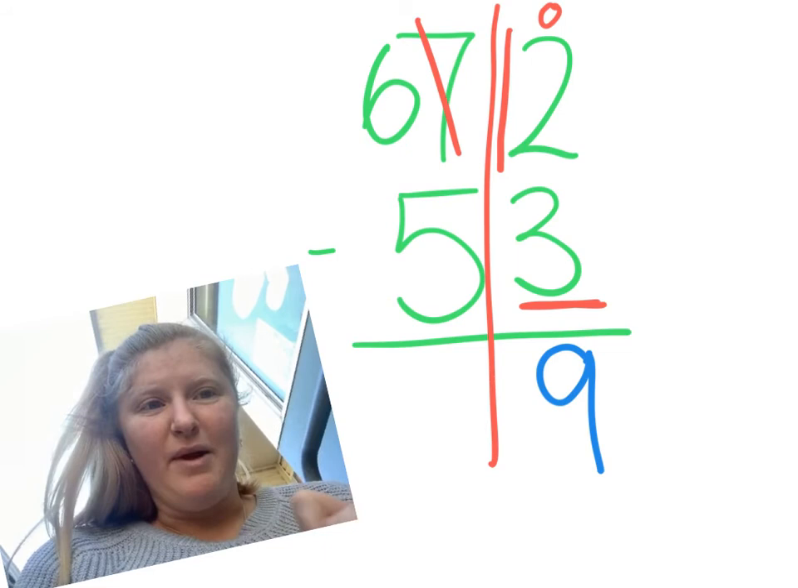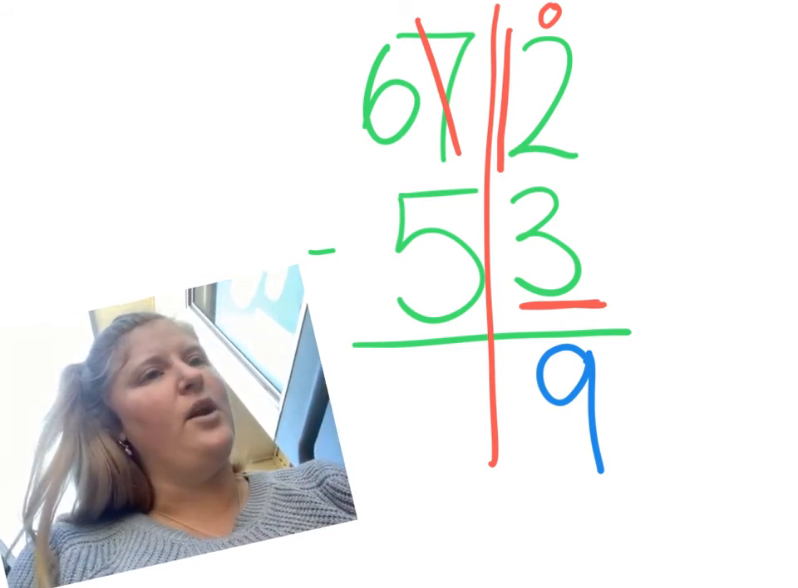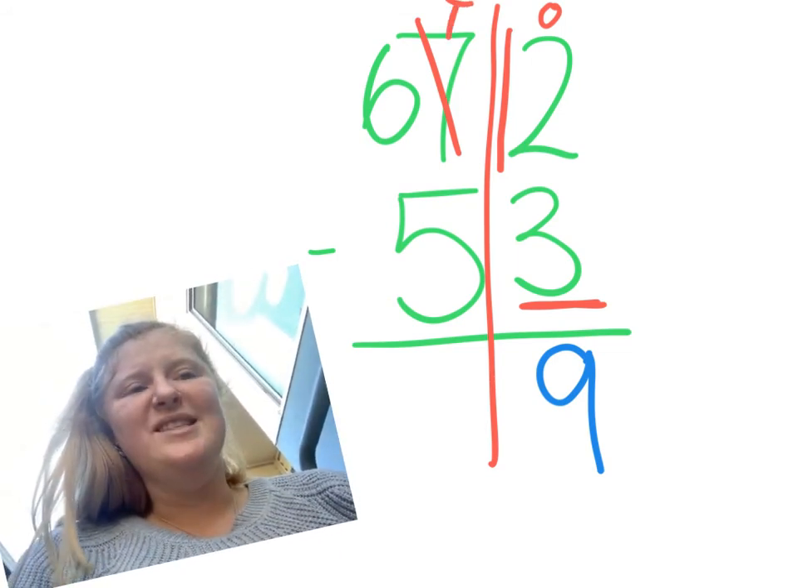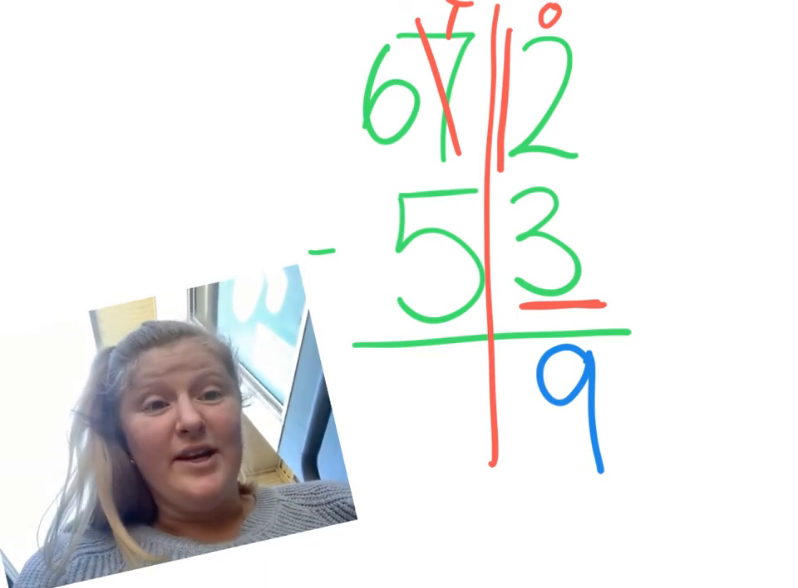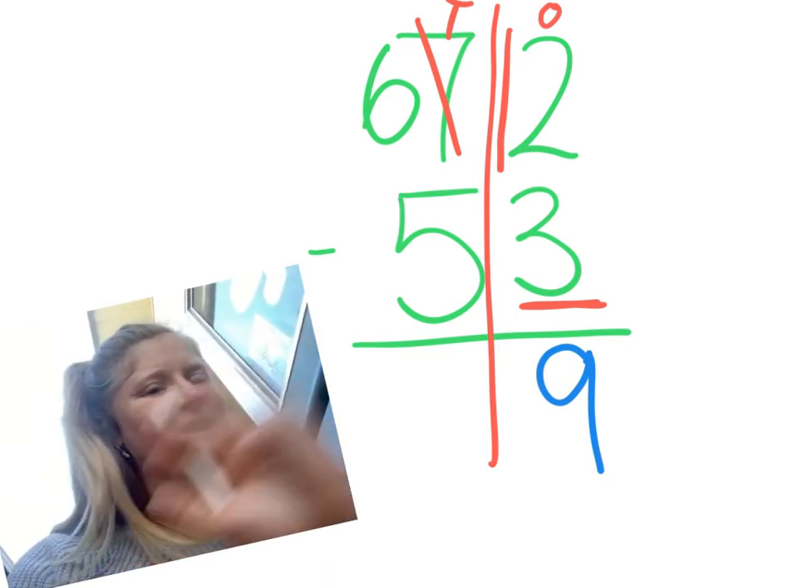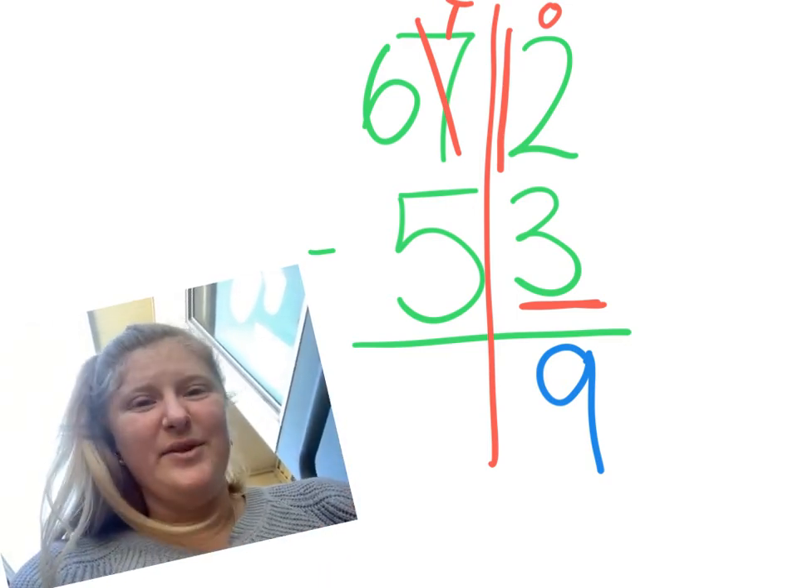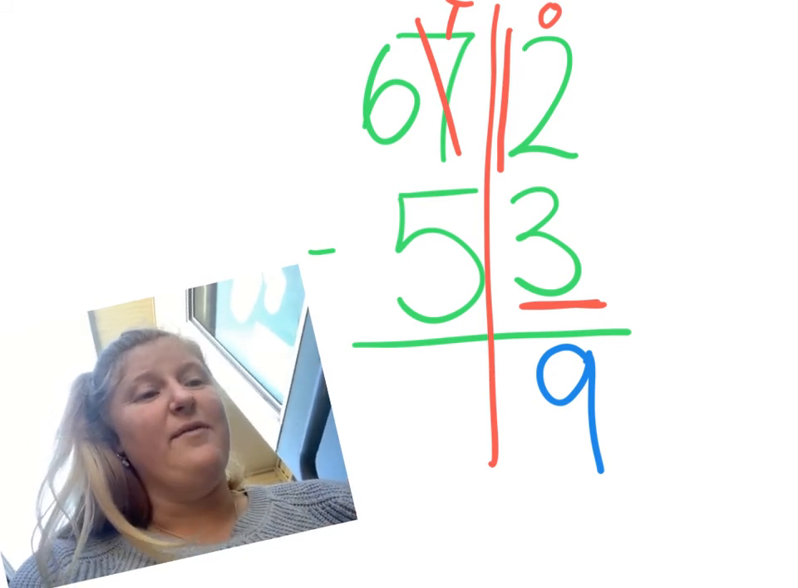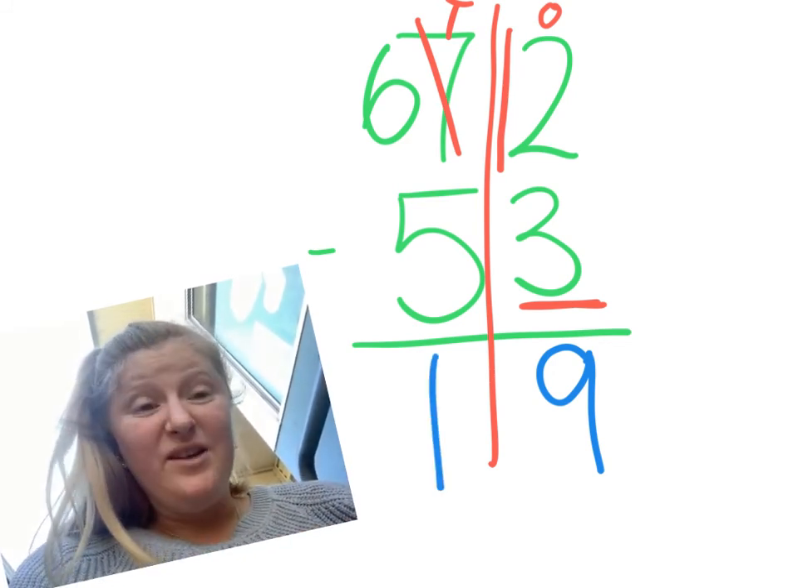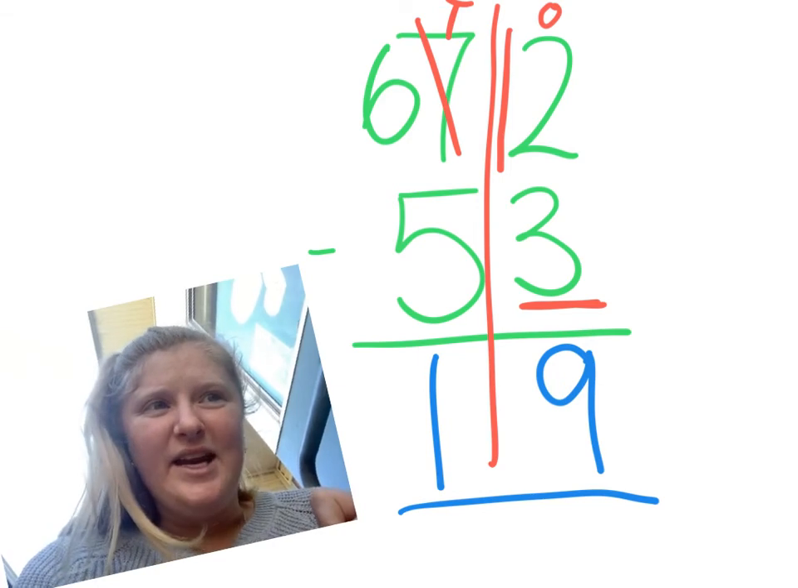But then I have to look at my next column, which is my tens column. And up here is 6 take away 5. Here I don't need to worry because I've got more on top. There's no need to stop. I can keep doing subtraction. So 6 take away 5 is 1. So my difference is 19.